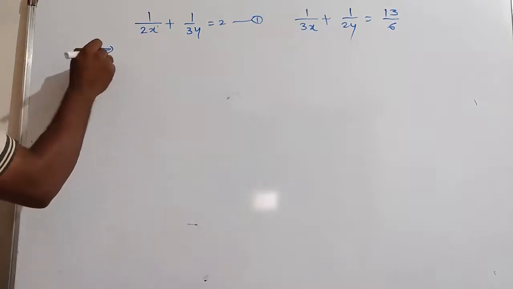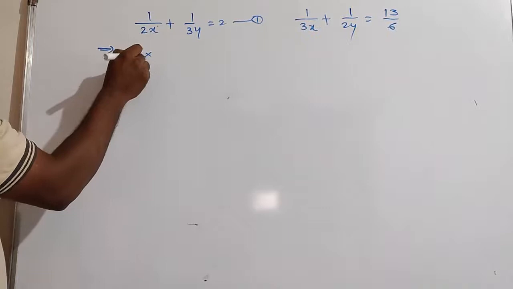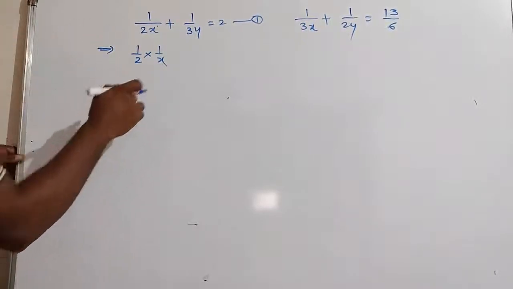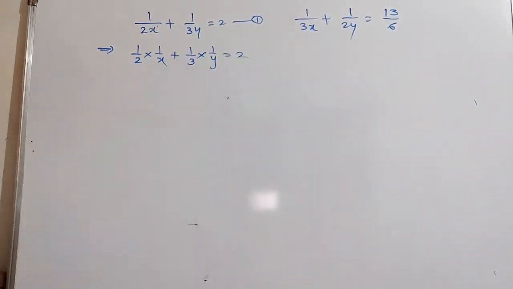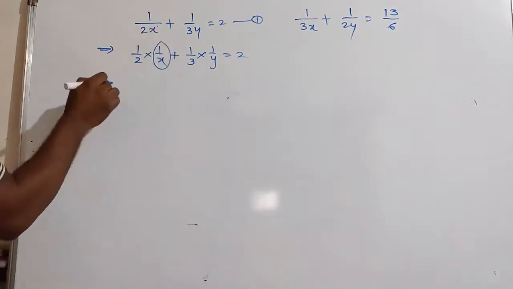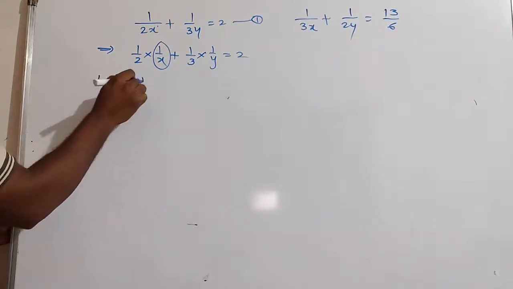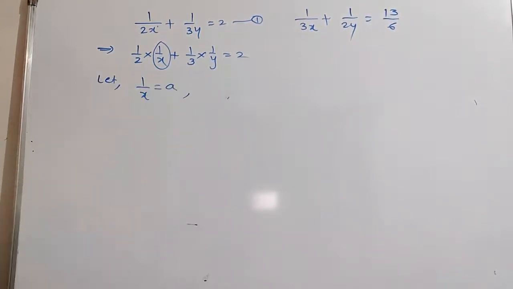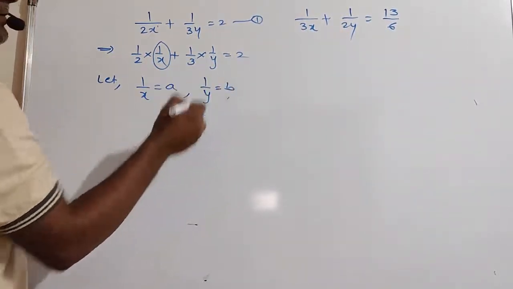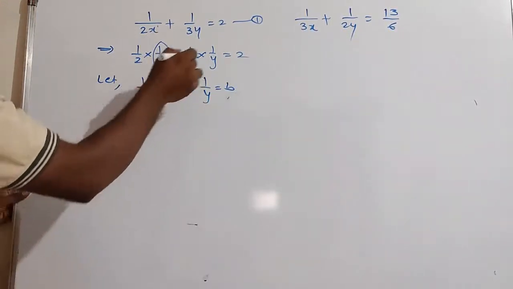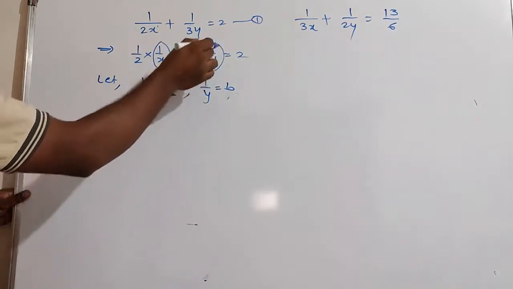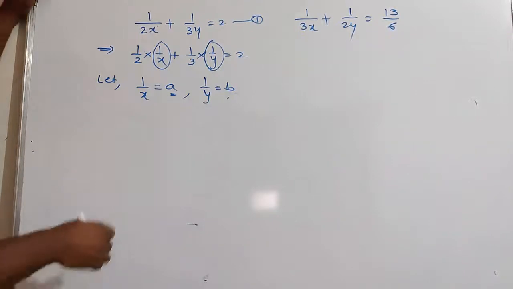So this equation I can write as 1 upon 2 into 1 upon x. If I separate the constant and variable, 1 upon 3 into 1 upon y is equal to 2. And this 1 upon x I will consider as a and 1 upon y I will consider as b, so that it will come in the linear form. So in place of 1 upon x I will write a and in place of 1 upon y I will write b.